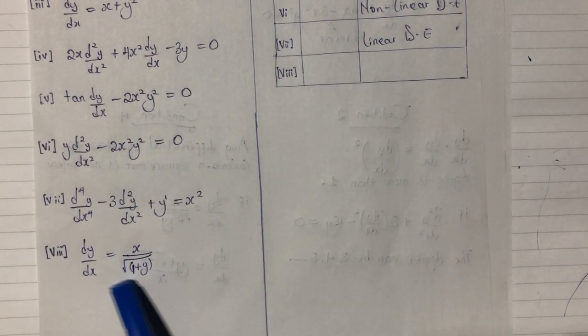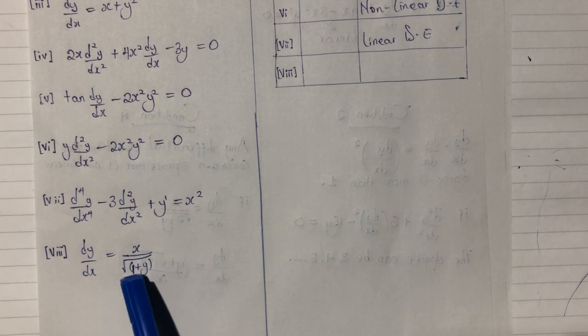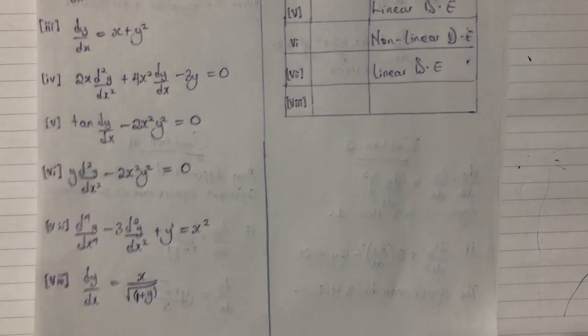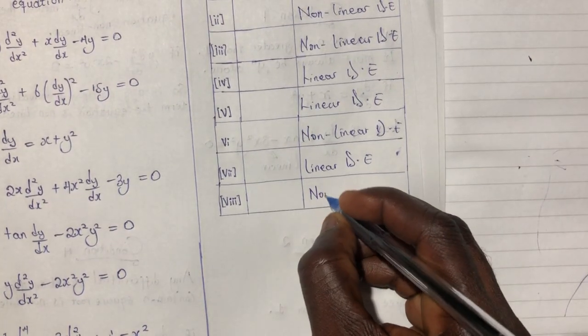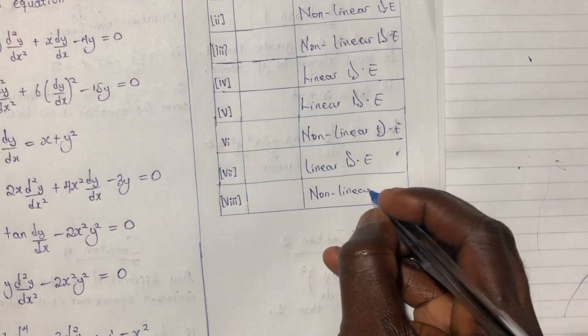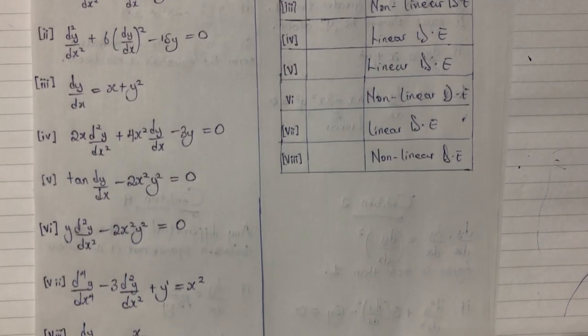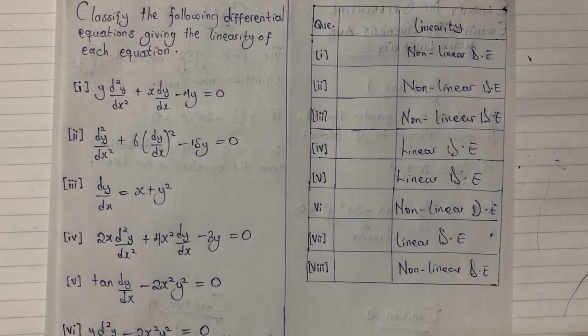And then finally, this is the simplest. Any differential equation containing a square root is a nonlinear differential equation. So the last one, we have nonlinear differential equation. So this is my way of teaching you how to classify a differential equation into linearity and non-linearity. So from henceforth, I know that anytime you come across a differential equation, you would be able to classify it into linearity and non-linearity.